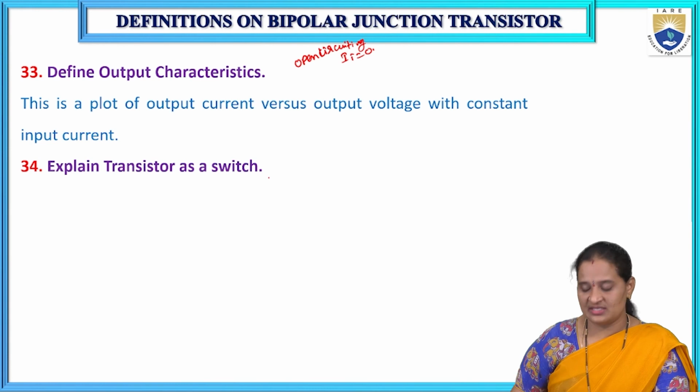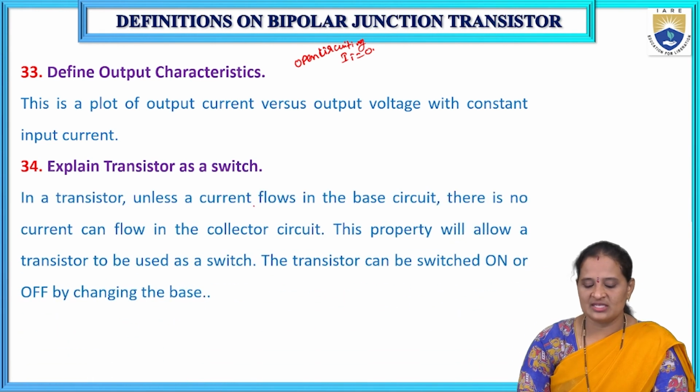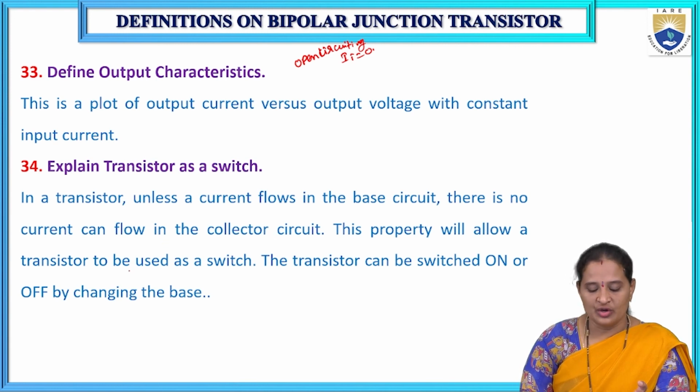Now explain the transistor as a switch. In a transistor, unless a current flows in the base circuit, no current can flow in the collector circuit. This property will allow a transistor to be used as a switch. The transistor can be used as on switch or off switch by changing the base.